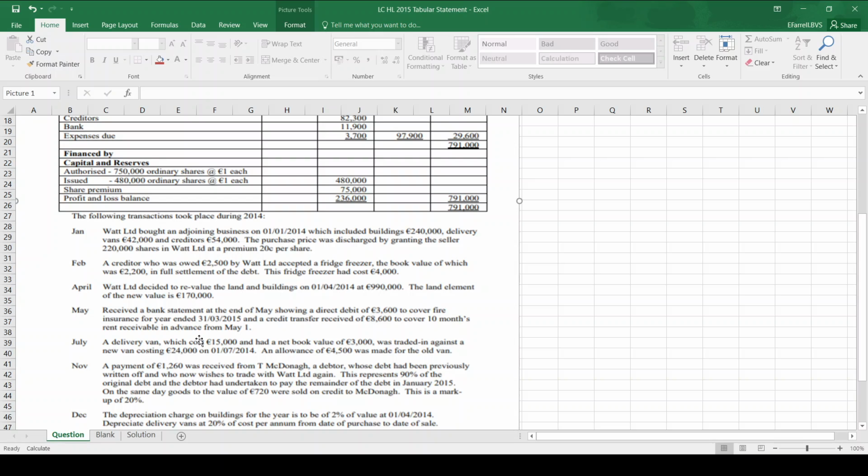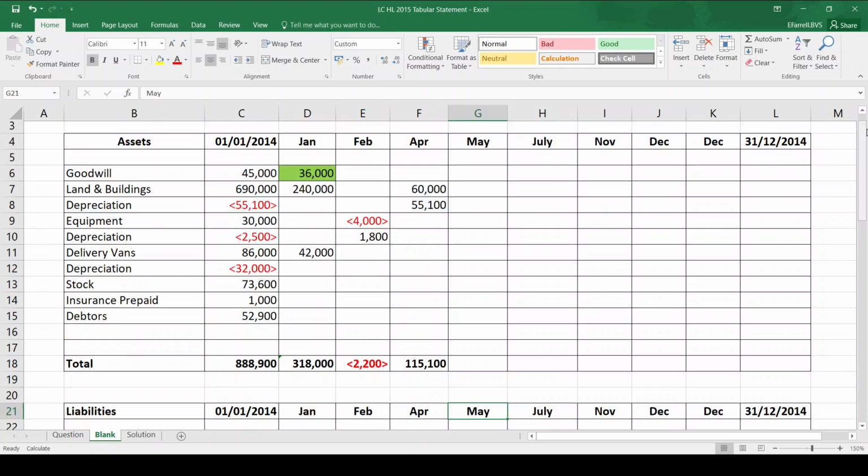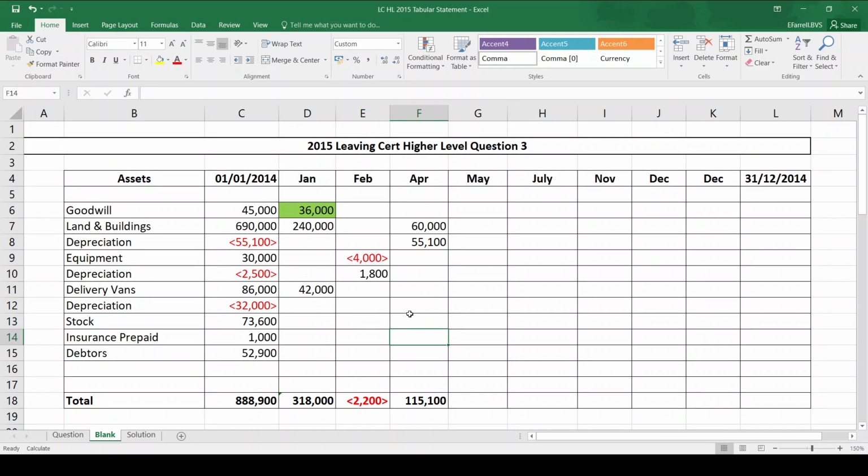Then the rent receivable, somebody has overpaid us rent. They paid us 8,600, and that's from the 1st of May. So that means 8 months will be for this year, and then 2 months for next year. So at the end of the year, there's going to be rent receivable prepaid, which is a liability because somebody's overpaid us rent. For the moment, we're just going to put in the figures and we're going to tidy them up in December. We're going to work out the due and prepaid parts of them in December. So for the moment, I am going to put in the insurance prepaid, the 3,600.